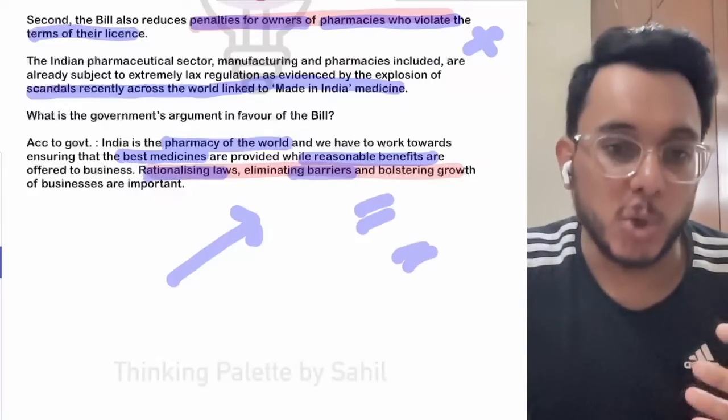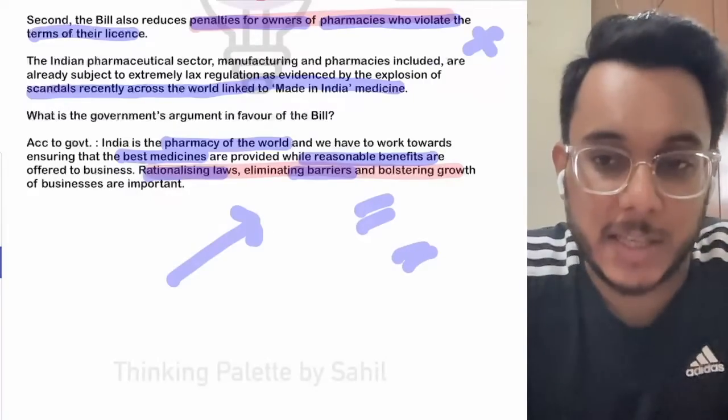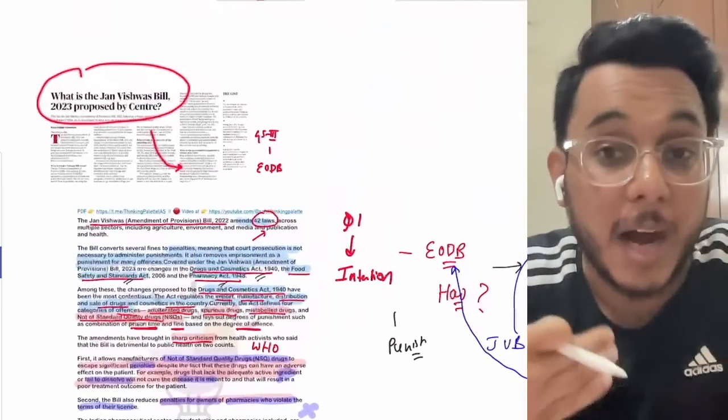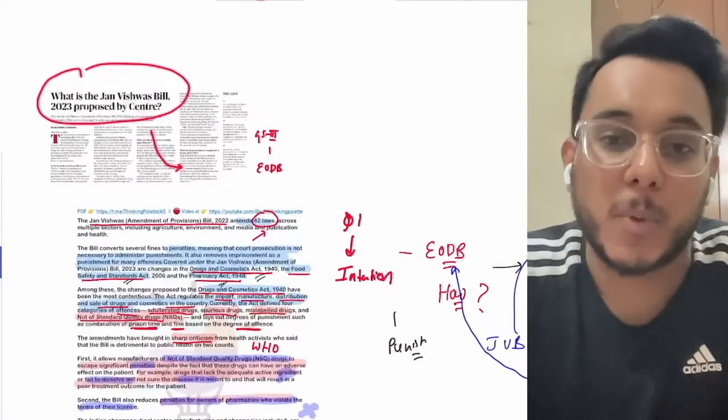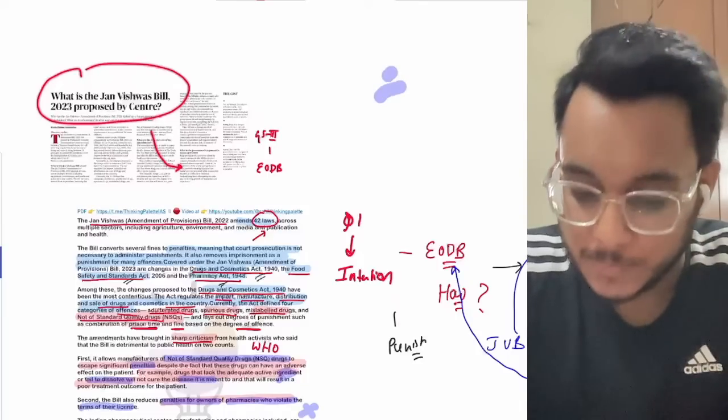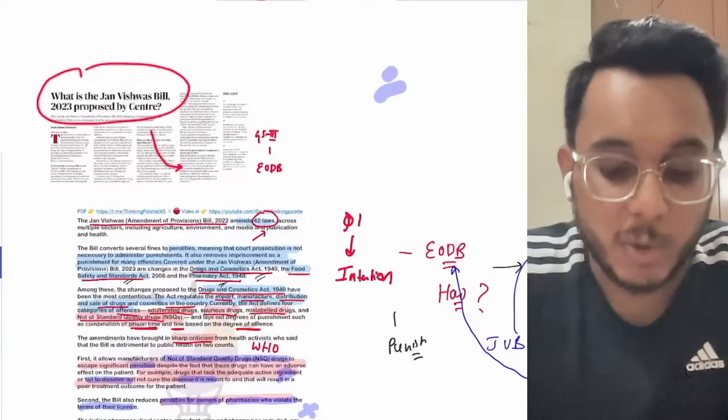That is something we have to do. And for that, we are rationalizing the law. But it might work counterproductive. It might work antithetical. These are all the problems that might come. Okay. Now, guys, moving to the next article.